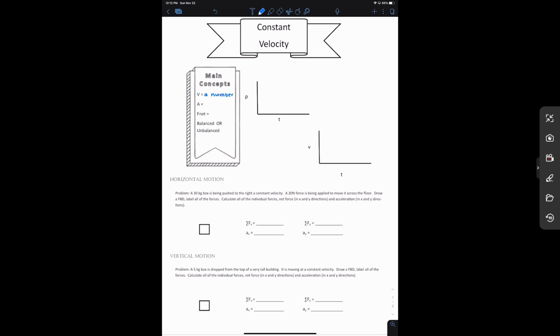It's going to be the same number all the time. Okay, constant velocity, there's no acceleration. There's 0 net force, and it's still balanced.